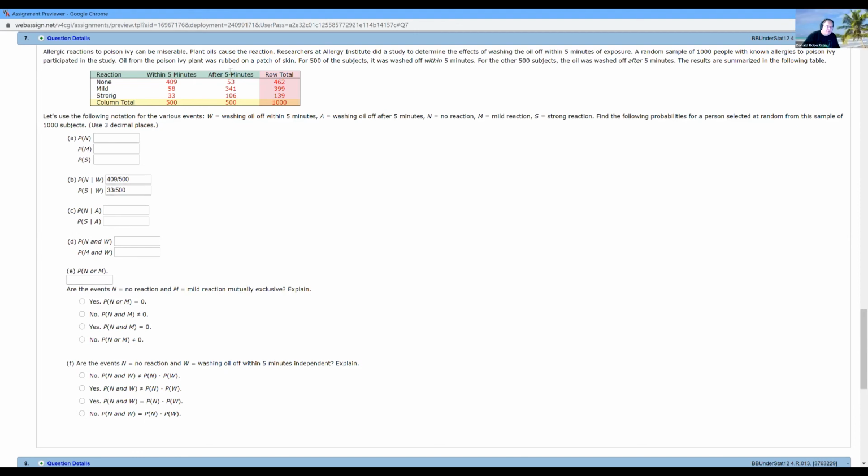So how many had no reaction? 53 out of 500, right? 53 out of this 500. How many had a strong reaction? In my table, 106 out of 500. So I would be doing here 53 out of 500. And after this, I would then be doing 106. That's people who had a strong reaction, but only out of that 500. Oh, and by the way, all these calculations need to be turned into decimals that are rounded off to 3 decimal places. If you type in the fractions or whatever, I think you're going to have problems.